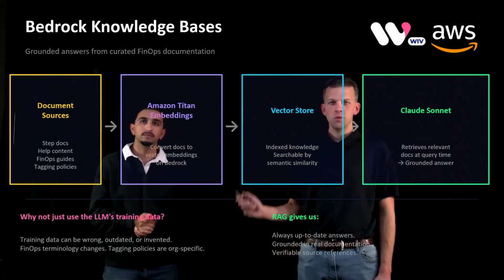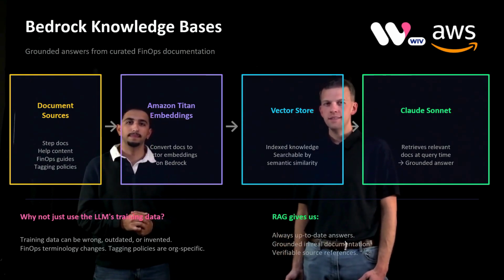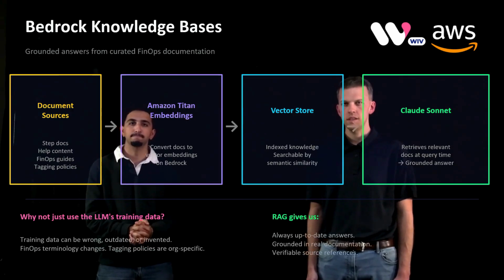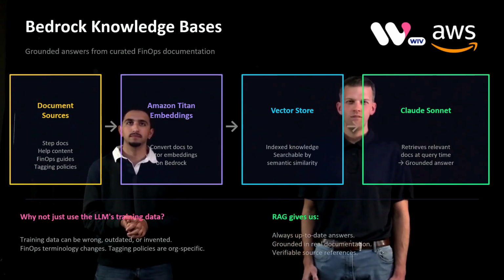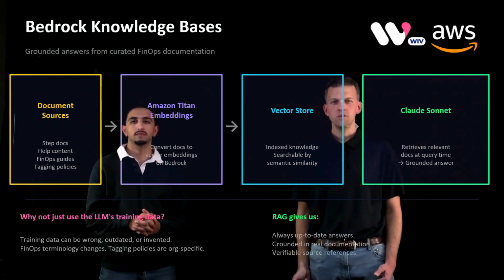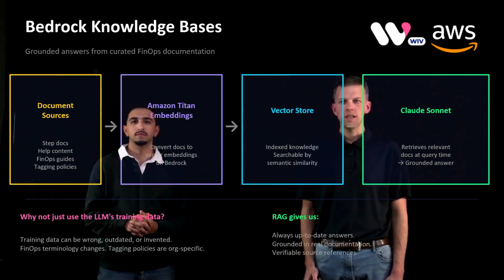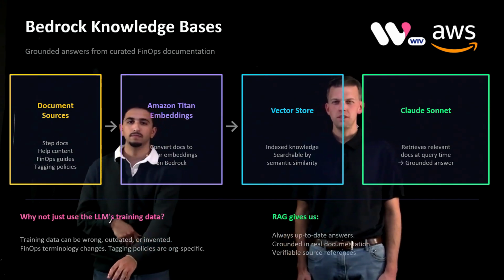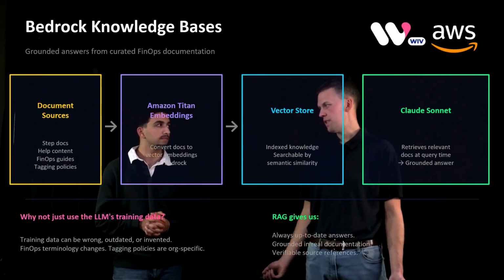We start with source documents, like our step documentation, help content, FinOps guides, AWS references, and customer-specific policies around tagging and cost allocation. Those are then embedded in Amazon Titan on Bedrock and stored in a vector index for semantic retrieval. Then, at query time, Claude pulls back the most relevant documents and grounds its answer in real source material, rather than relying only on model training. The result is answers that stay current, are grounded in real documentation, and can be tied back to verifiable source references, and it reduces the chance of a hallucination.